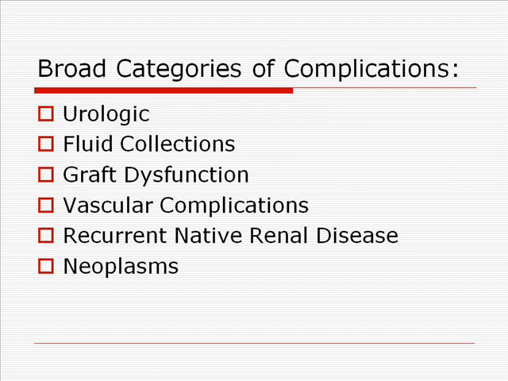Complications can be divided into 6 main categories. There are urologic complications like urinomas, calculi, and urinary obstruction; fluid collections like hematomas, lymphoceles, abscesses, and infections. There can be graft dysfunction like acute tubular necrosis, acute or chronic rejection, drug toxicity, or end-stage disease, and vascular complications like transplant artery stenosis, AV fistulas, infarction, pseudoaneurysms, or renal vein thrombosis. Then there's recurrent native renal disease, or neoplasms such as PTLD, other lymphomas, or renal cell carcinomas. PTLD is post-transplant lymphoproliferative disorder.